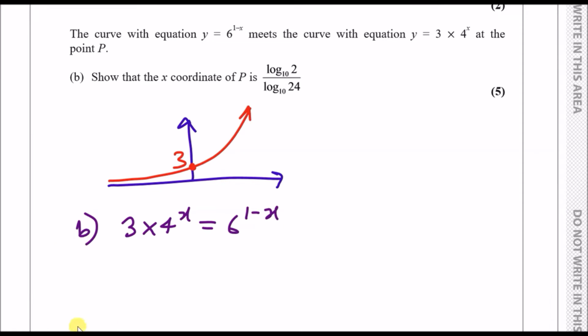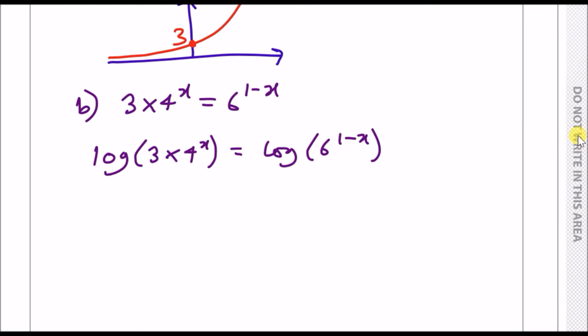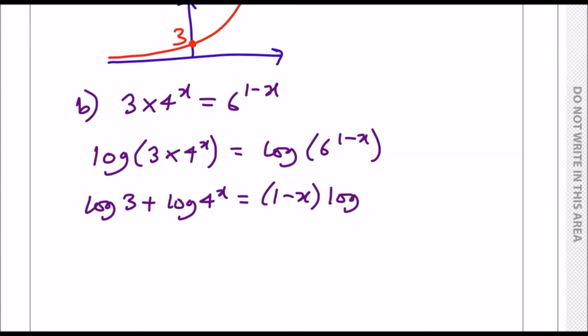And to resolve this, guys, you can just take logs on both sides, and that's personally the easiest way to do it. So taking logs on both sides, you can have log of 3 times 4 to the x equals log of 6 to the 1 minus x. Now, some of the properties of logs is that if you're multiplying inside, it's like adding two separate logs. So we're going to have log 3 plus log 4 to the x. And when you've got powers in the log expression, these go in front of the log. So the 1 minus x goes here, so 1 minus x times log 6.